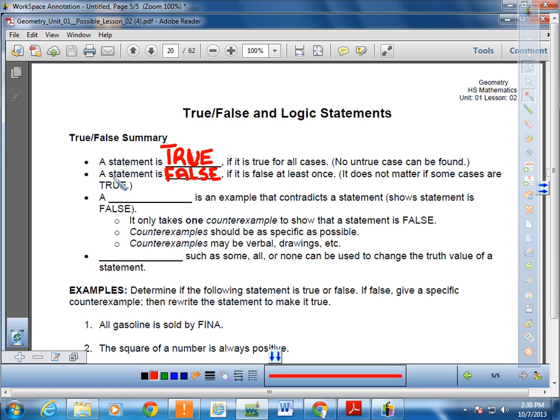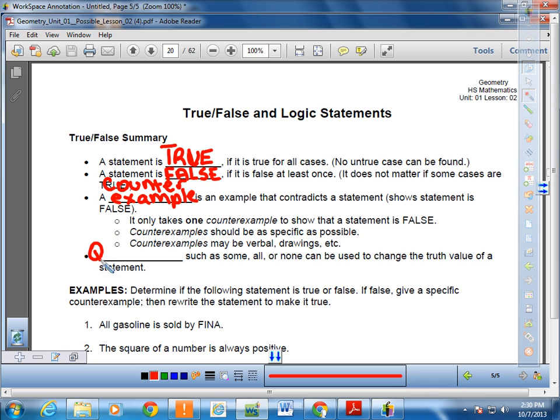A counterexample is an example that contradicts a statement. It shows that a statement is false. It only takes one counterexample to show that a statement is false. Counterexamples should be as specific as possible. Counterexamples may be verbal, drawings, etc.